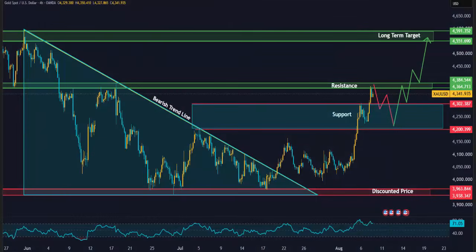We'll continue to monitor the reaction around 4,364 to 4,384 because that area could determine the next major move.